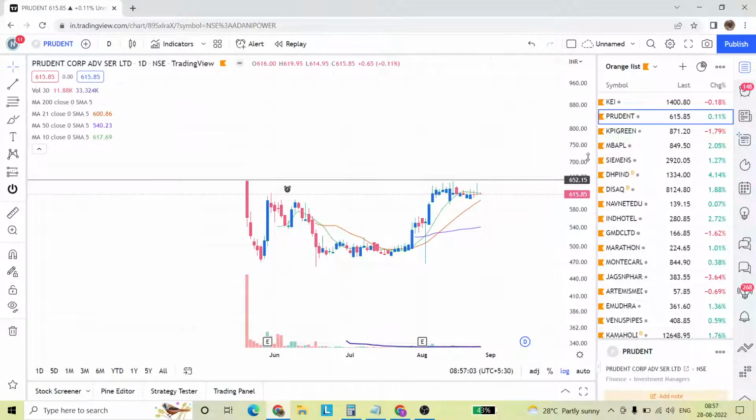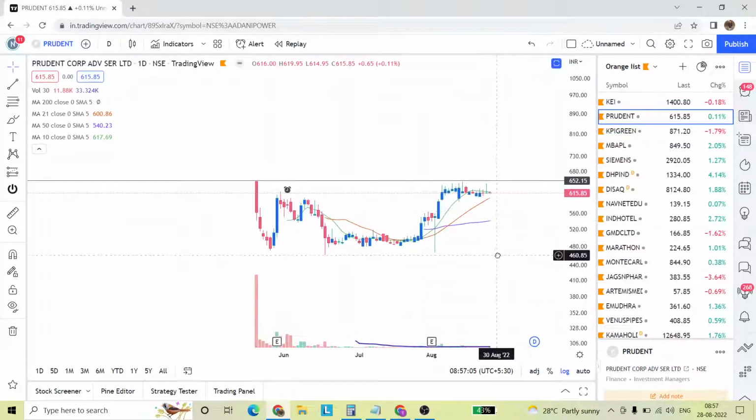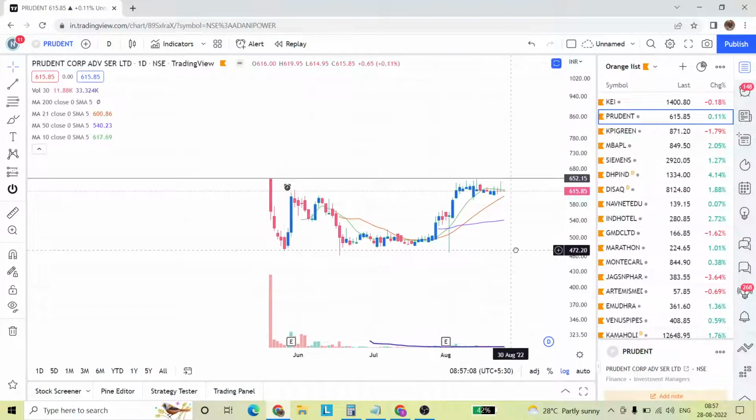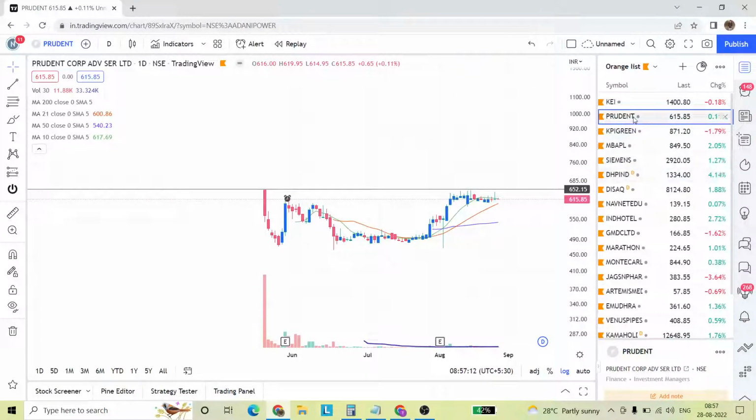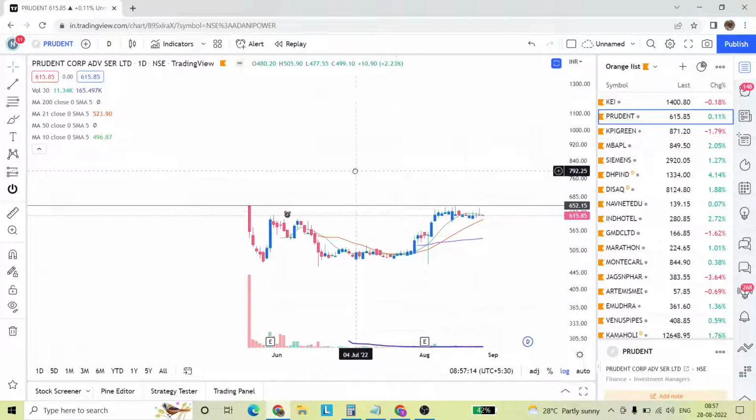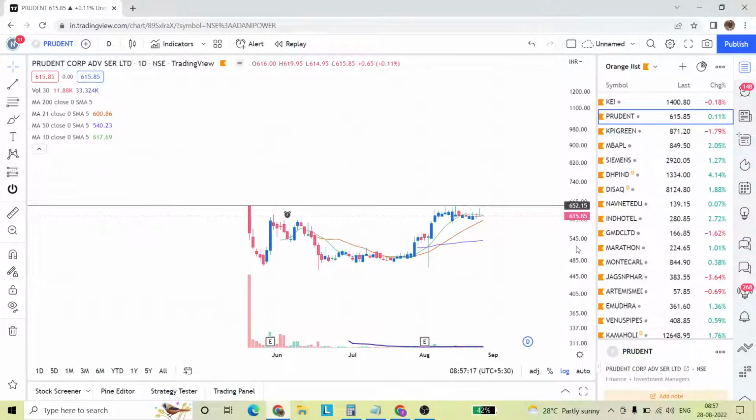Again, guys, this is not a call or recommendation. This is for study purposes. I'm not a SEBI registered advisor. You can have a look at this, you can study them. So these are not any calls, nor recommendations.